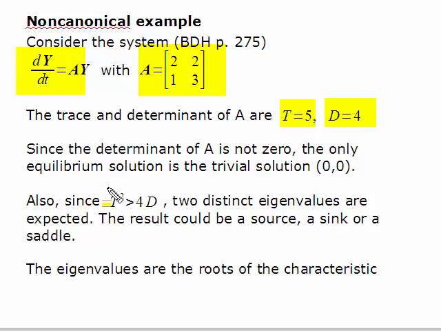Also, if we look at what would be the discriminant in the quadratic formula, t squared minus 4d, t squared is greater than 4d, so that's positive, so there will be two distinct real eigenvalues. And we can have a source, a sink, or a saddle depending on their sign.